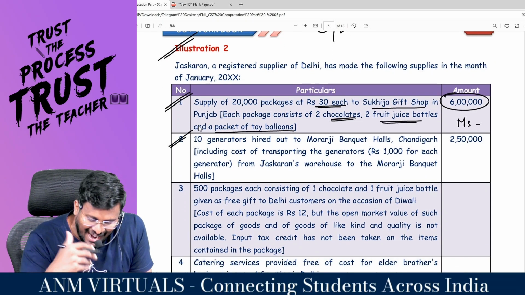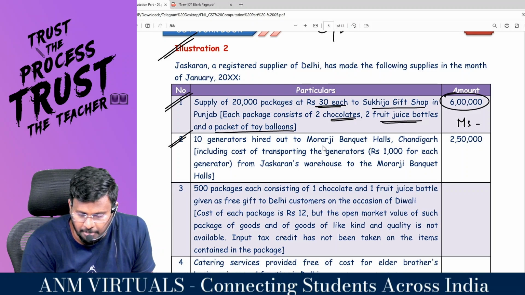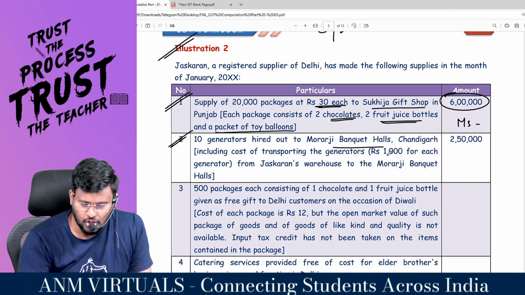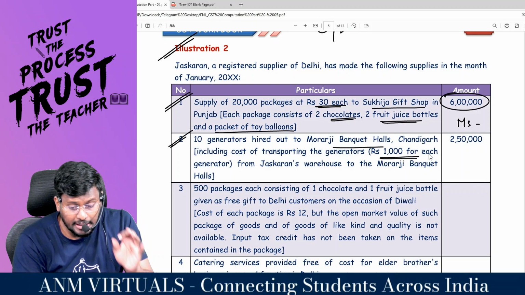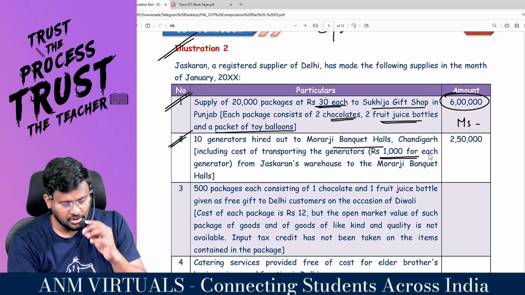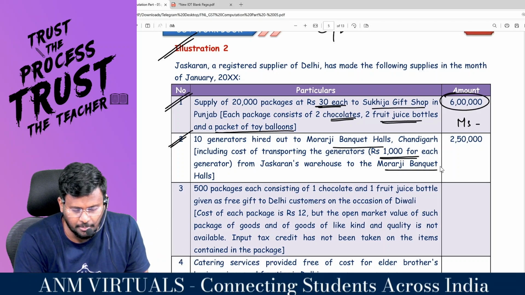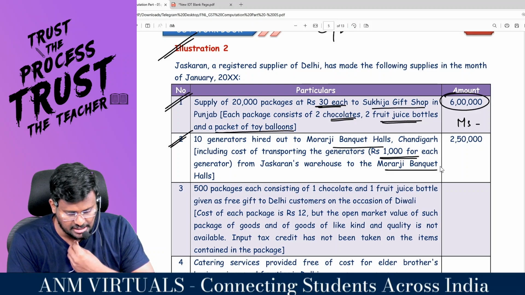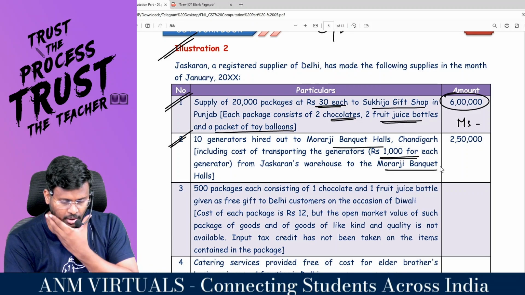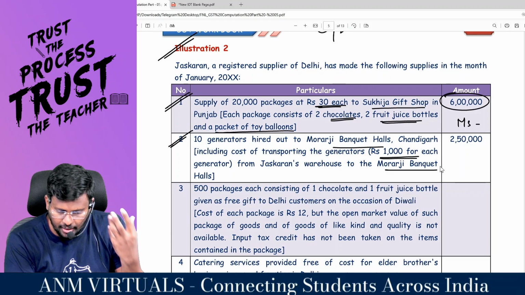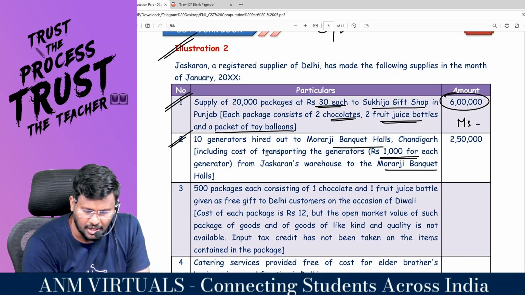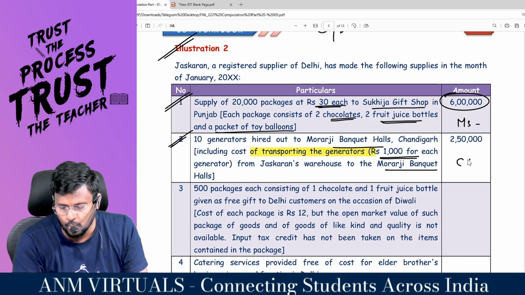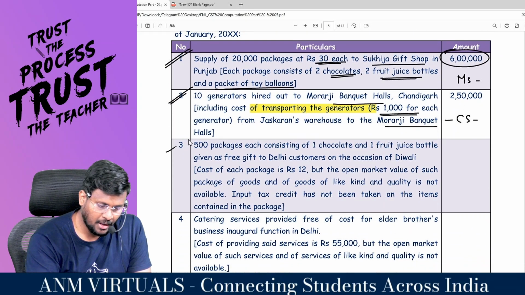10 generators hired out to Moraji Banquet Halls, Chandigarh, including the cost of transporting the generator, 1,000 for each generator from J's warehouse to Moraji Banquet Halls. So not only are they supplying goods, but also services. Generators are hired out, including the cost of transport. It's a composite supply. Total value comes to 2,50,000.